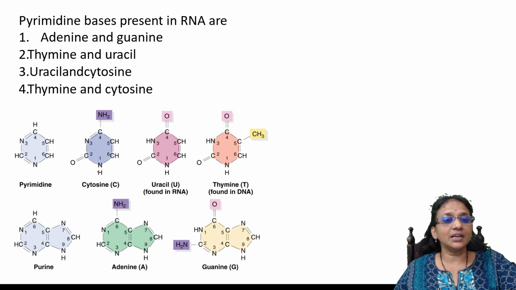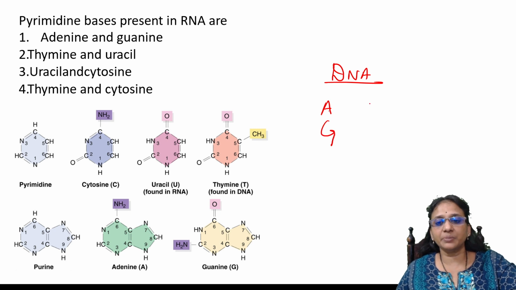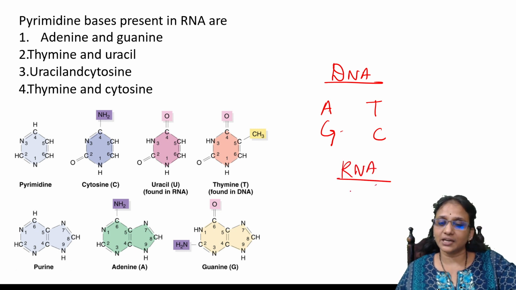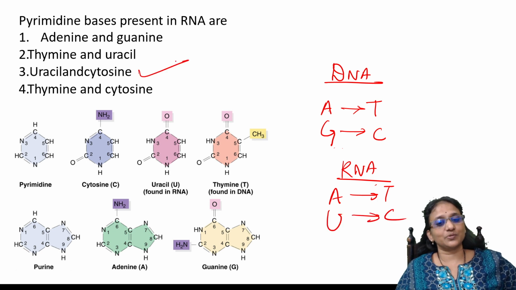Yes. Check, students. In DNA, you have adenine and guanine. Adenine pairs with thymine, guanine pairs with cytosine. Yes. Now, in case of RNA, what happens, students? Adenine is there. Perfect. Adenine is pairing with uracil instead of thymine. Guanine is pairing with cytosine. So uracil with cytosine as well. Easy?